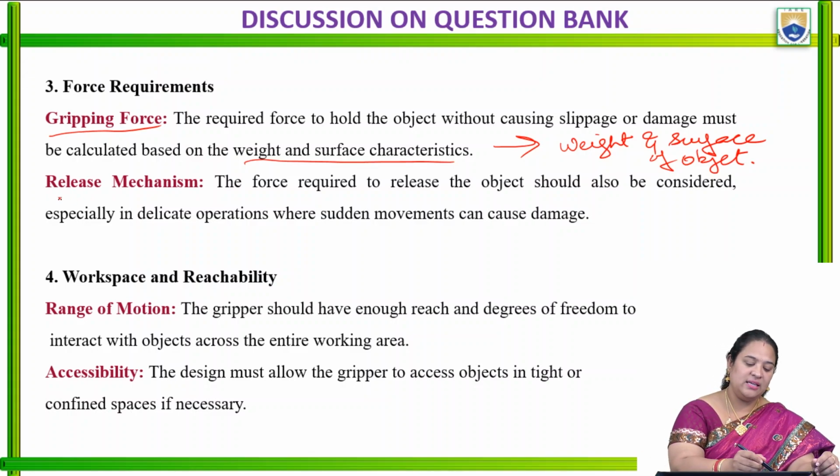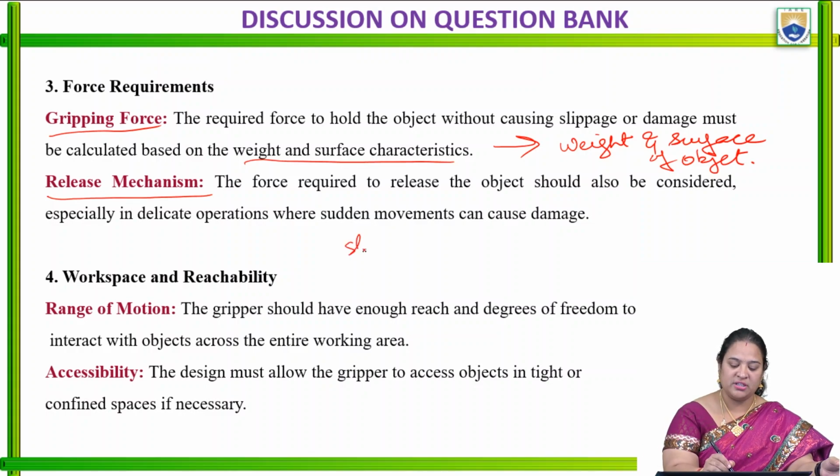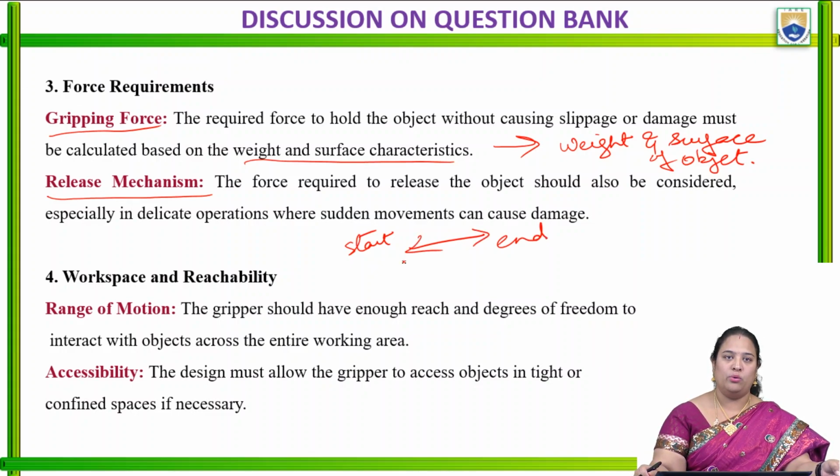Right? Next is the release mechanism. Release mechanism means: at what stage should it release? A sudden release of the end effector will also cause damage. So at what stage should the end effector gripper release the object? The robot should remember the start position and the end position, and the programming has to be given that way. The force required to release the object should also be considered.